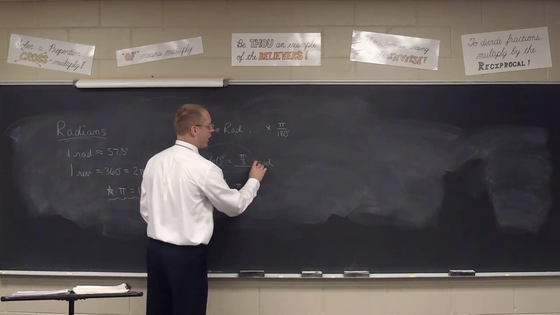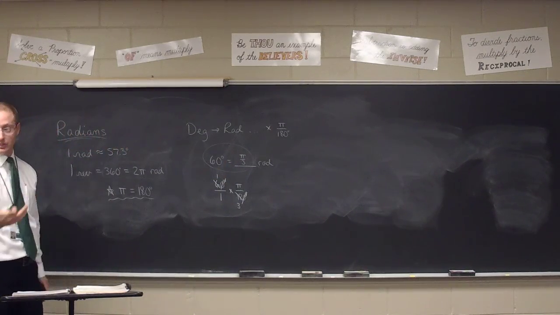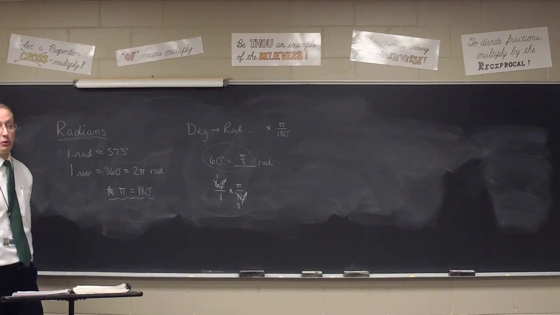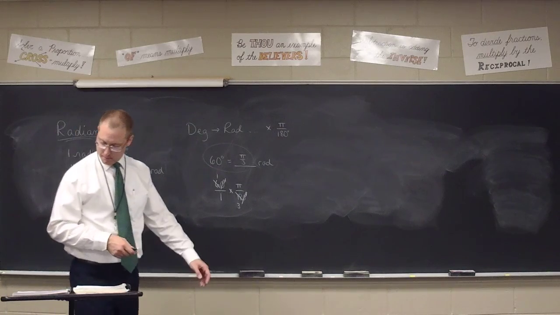I will allow you to write rad as your unit if it really bothers you to not say a unit, but technically, radians are unitless, which is going to be very valuable in physics later in the year. But 60 degrees is pi over 3.